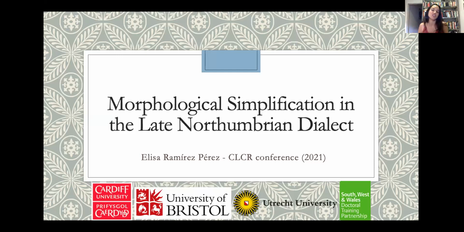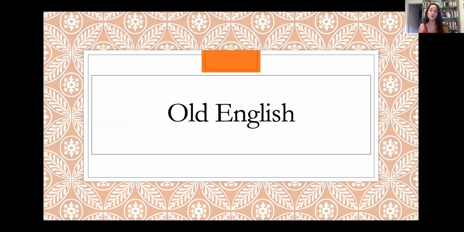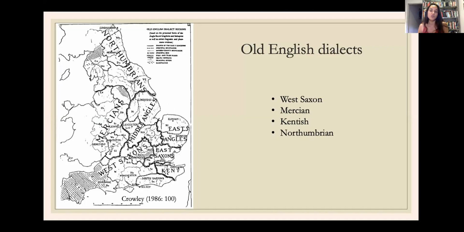My thesis is interested in processes of morphological simplification, particularly to do with verbs in the late Northumbrian dialect of Old English. Old English is the earliest version of the language spoken in Britain from the 5th century up until the Norman conquest, so the 11th century. There used to be 4 distinct dialects: West Saxon, Mercian, Kentish, and Northumbrian. And my PhD is interested in the Northern dialect.